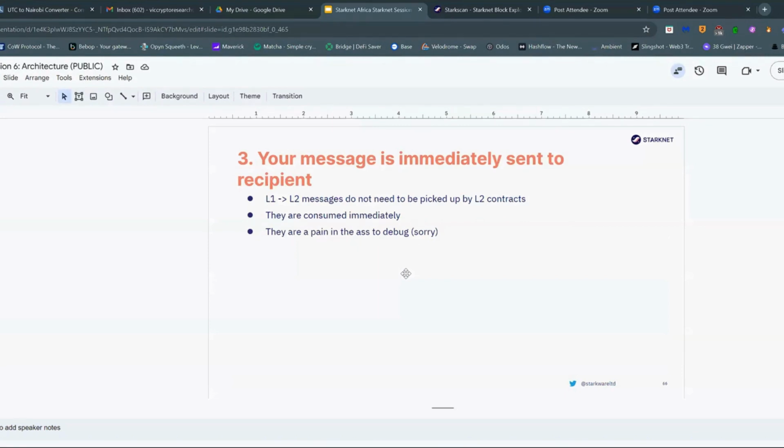Yeah, so layer 1 to layer 2, like Ethereum to Starknet messages are directly consumed, and they are quite difficult to debug. Maybe this might change with future iterations of Starknet.